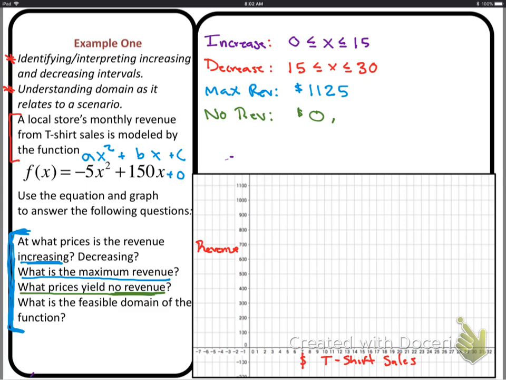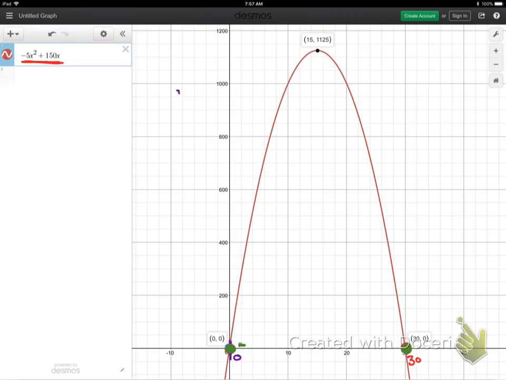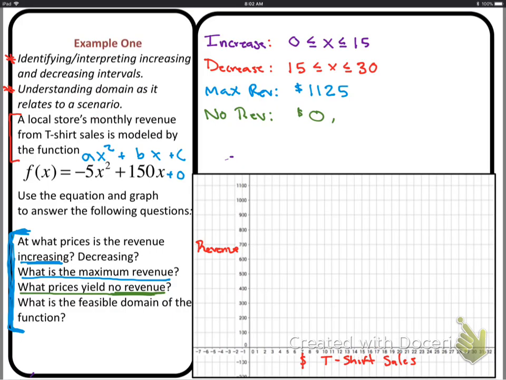And then we do have another one here at 30. So if we price our shirts at $30, our consumers are saying, hey, our shirts are too expensive. We don't want to buy any of it. So when we price our shirts at $30, people are saying it's too expensive and nobody buys them. So we have $0 in revenue there as well. Okay, so no revenue at $0 and $30. And again, those are our x-intercepts.